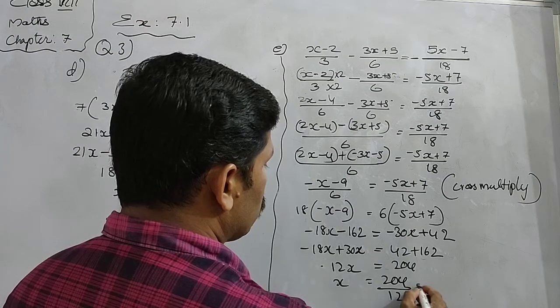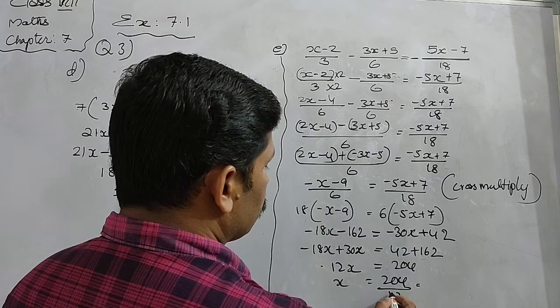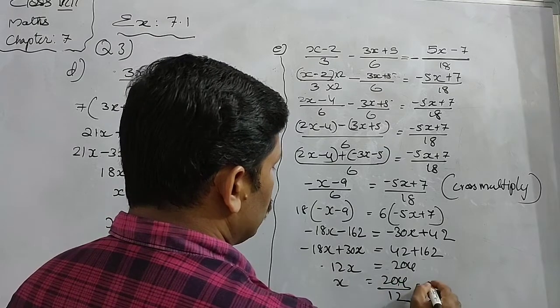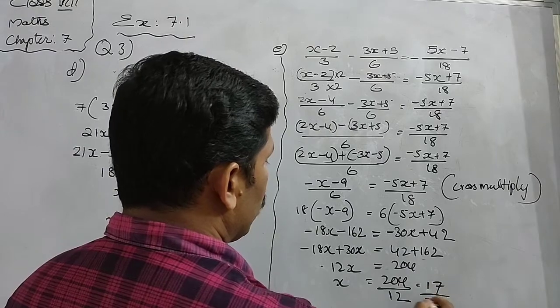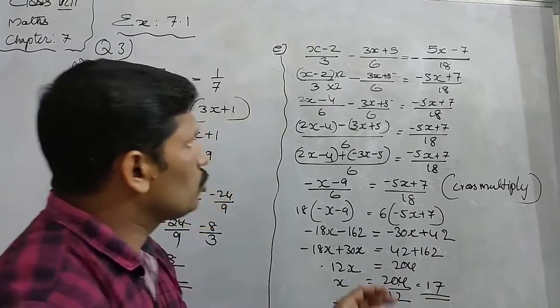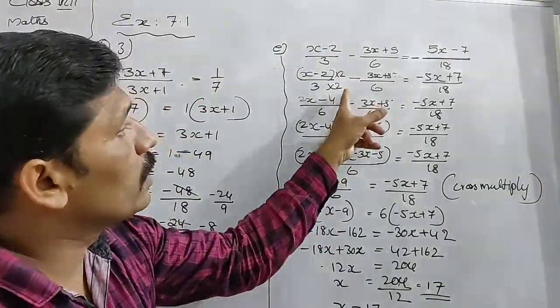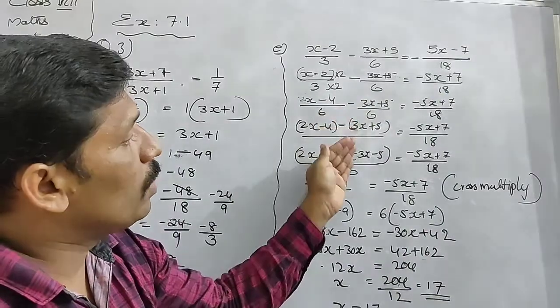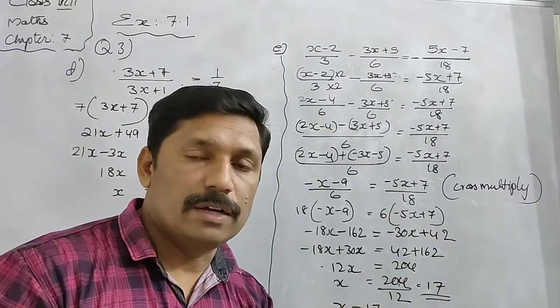Here you can see how many times it goes. By 12 we can cut, 12 one time in 20, 8, 84, 7 times. So x is equal to 17. So here students, first of all we subtracted this. In order to subtract, we found the LCM and made the denominators equal. Then after that we cross multiply, and finally we found the value of x.